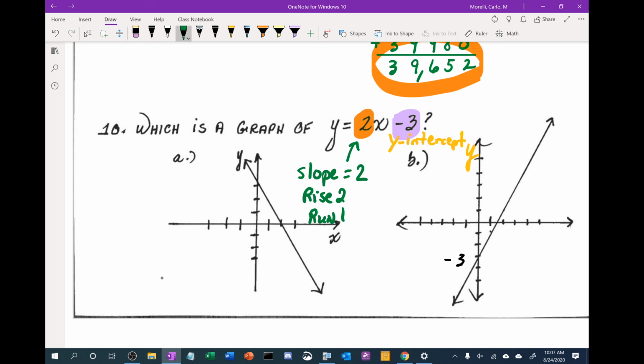Okay? So let's check and see if this B actually follows that. If we start here at the y-intercept, we should be able to go up 2, over 1, and we should be back on the line. Let's do that. Up 1, up 2, over 1. I'm back on the line. So the slope checks out. It's 2 over 1. 2. Okay? So for that reason, it's B. It's just circle B.